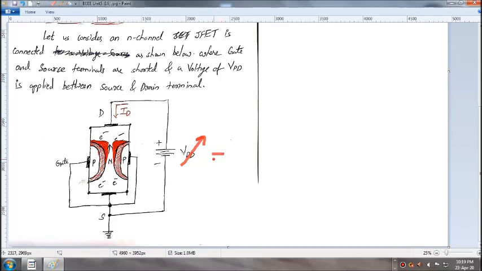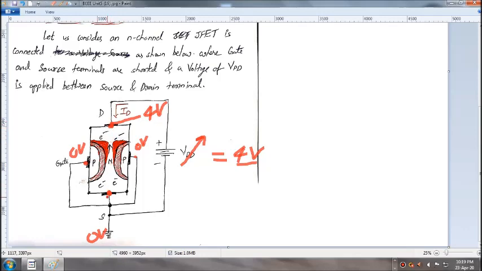Let's say a voltage of 4 volts is applied across the source and drain terminals. As the source is taken as the reference, this will be 0 volts. The gate terminal and source terminal are short circuited, so the gate terminal will also be 0 volts. As the potential of the battery is 4 volts, the drain terminal voltage will be 4 volts. The voltage at this particular point is 4 volts and the voltage at this particular point is 0 volts.